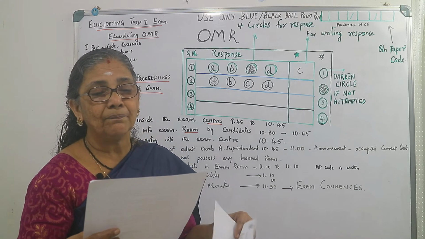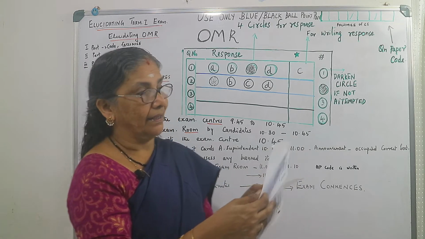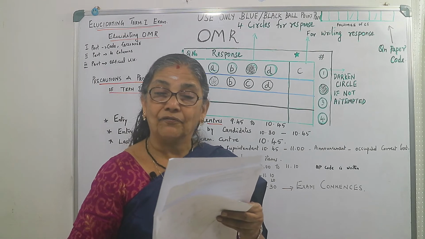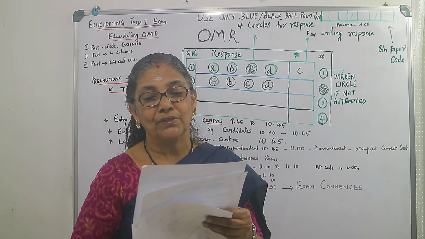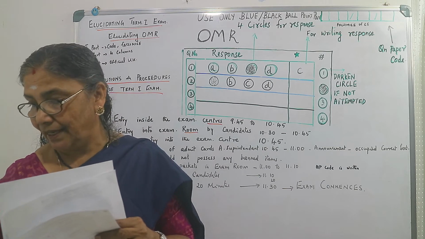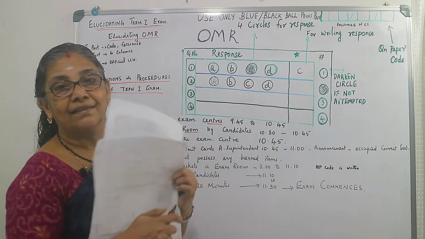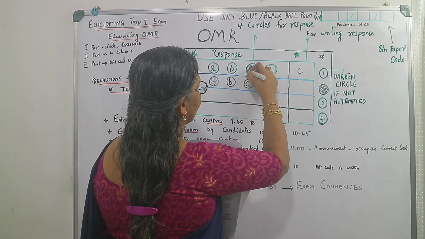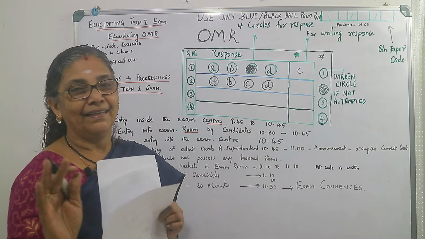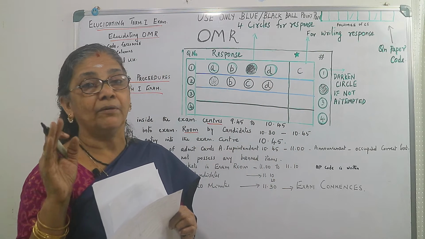Then the third point is that for giving a response, 4 circles are there. Yes, I told you: A, B, C, D. 4 circles are given and candidates, once confident about the correctness of the reply, should darken the circle with a pen. Suppose you are satisfied that this answer is C. Yes, mark it. That is the best thing. You can mark it. Then you have to write C here. Then only that question will be valid.